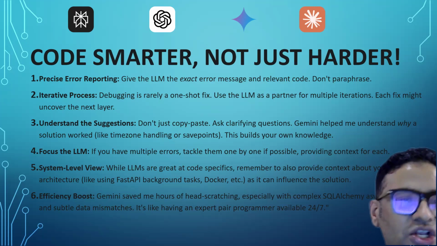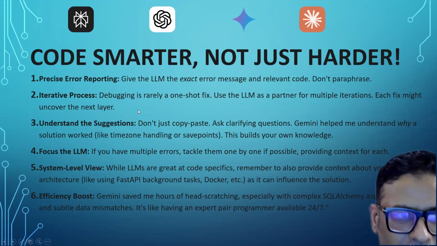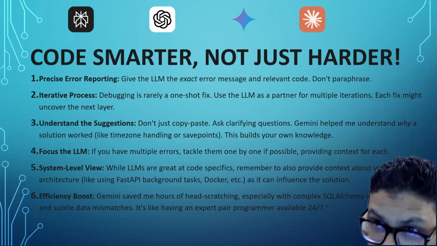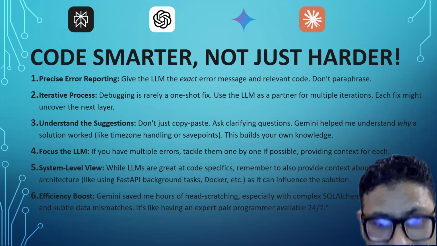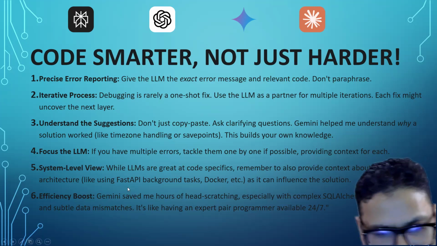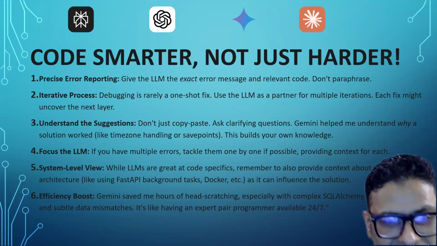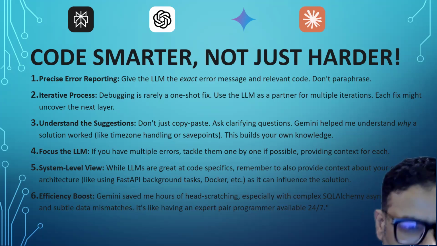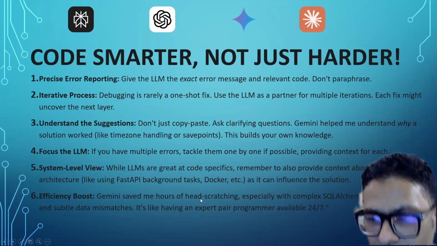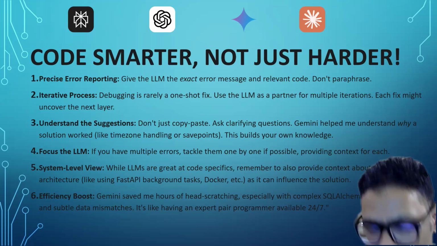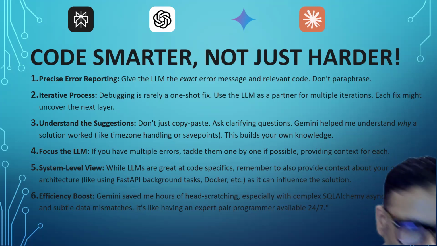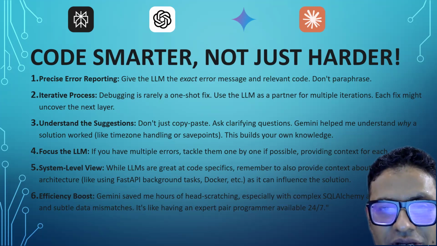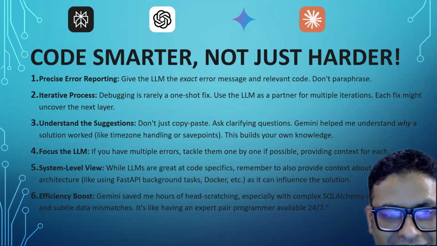So these are the main 6 tips: precise error reporting, iterative process, understand the suggestions, focus the LLM on fixing just one error at a time, and system level view, which is just for framing your context, depending upon whether the issue you are facing could be related to the system level or the infrastructure. Then the efficiency boost, right? So you have to see where you have to use the LLM. You have to be very smart about that. It's not like if you are getting a simple issue, you just go directly to the LLM. I hope this is actually going to help you a lot in your day-to-day work.